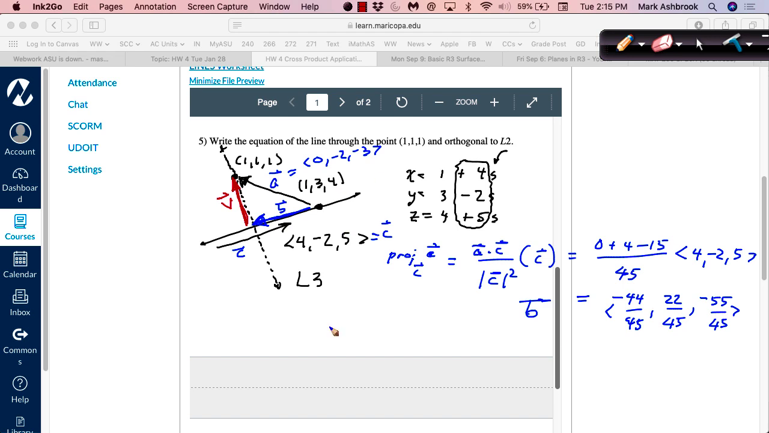And then we want A minus B, which will be vector V. I'll do it in red. So vector V is A minus B, or 0 minus negative 44 45ths, 2 minus that. So that's negative 90, negative 112, and negative 35, 190.